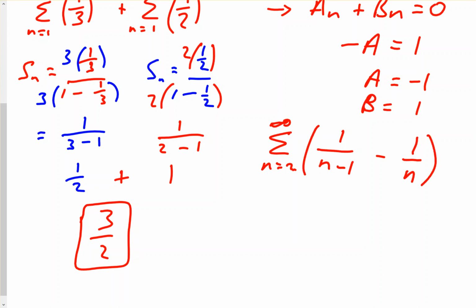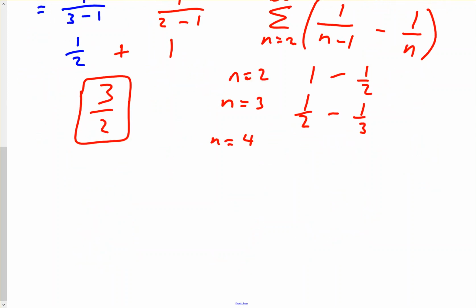Okay, so if we fill in our series, to get an idea of what the first few terms look like, we start at n equals 2. When n equals 2, we have 1 minus a half. When n equals 3, we have 1/2 minus 1/3. When n equals 4, we have 1/3 minus 1/4, so on and so forth.